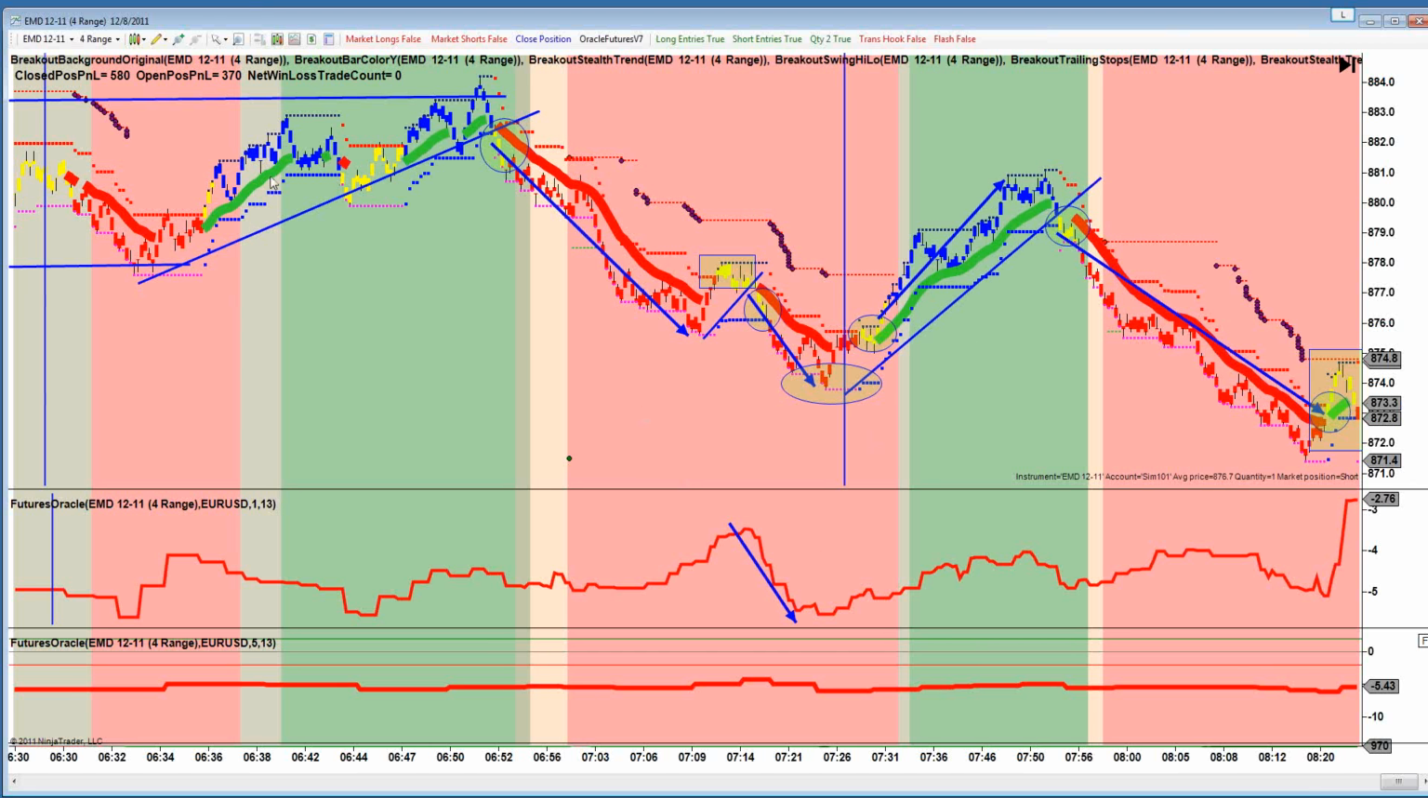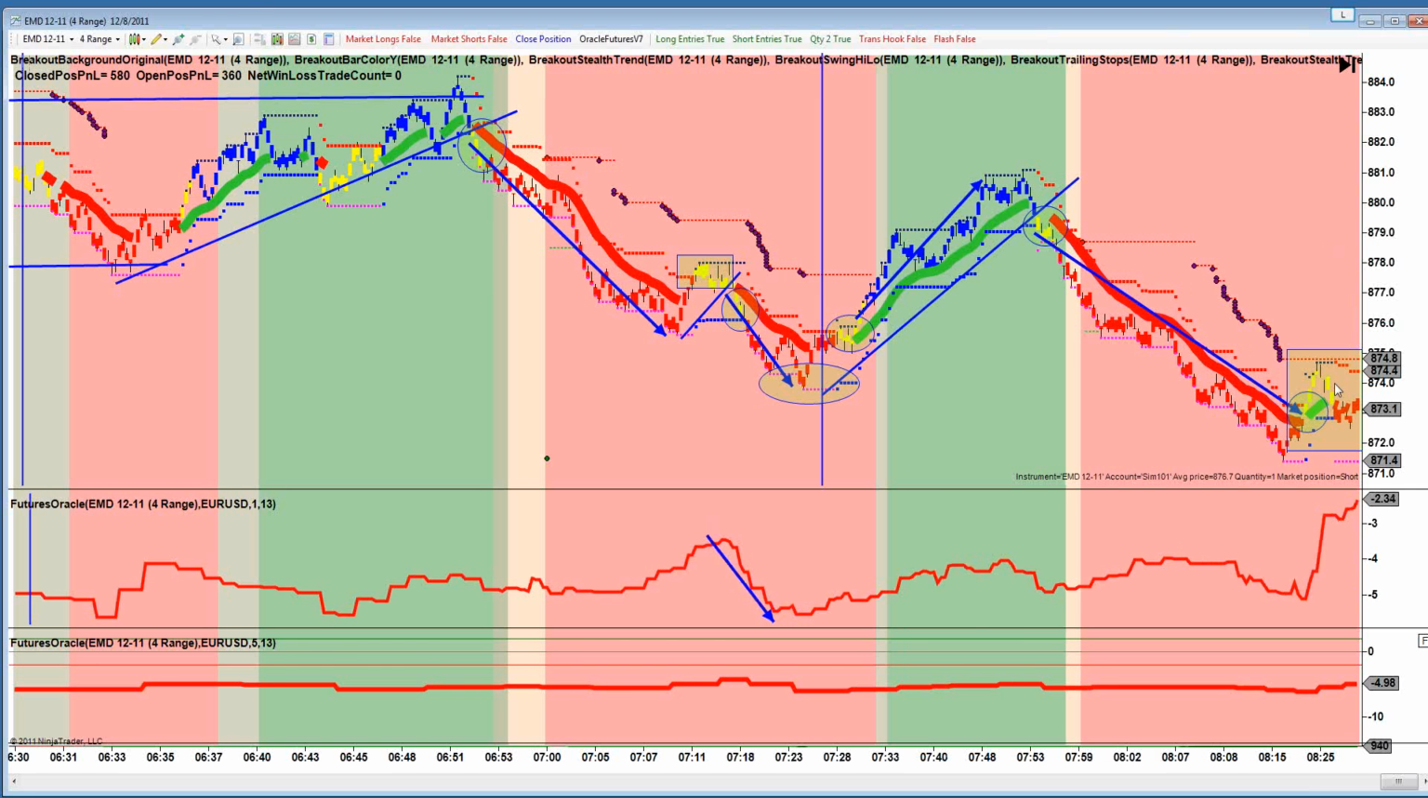Very similar. Rolled over, broke down, shorty, large retracement, back down, short, 50, 60 tick drops, and now consolidation. That's what we get after these big moves. Chop.